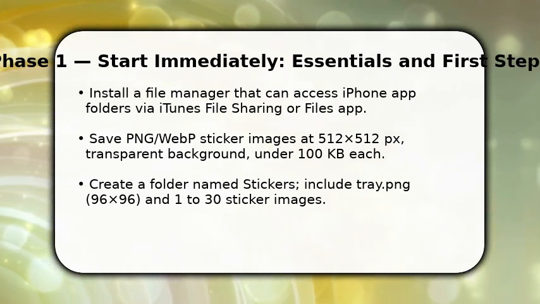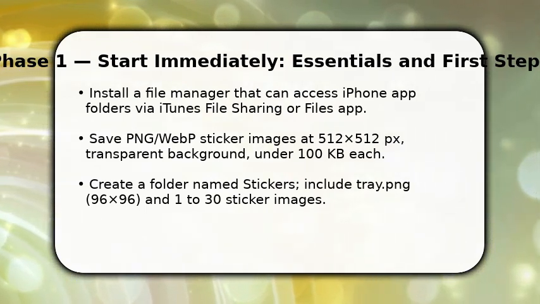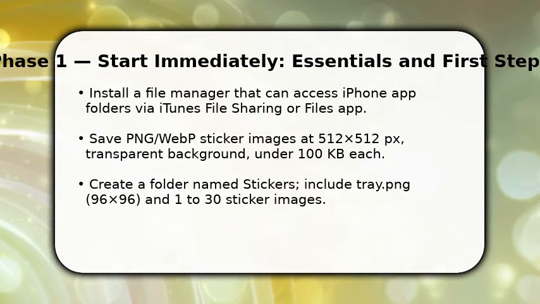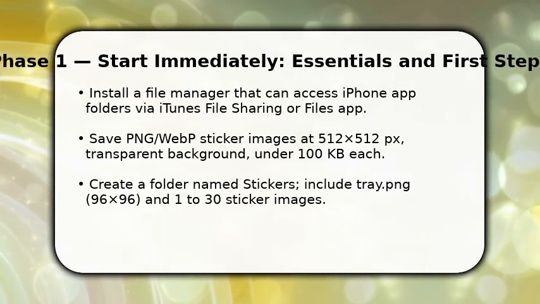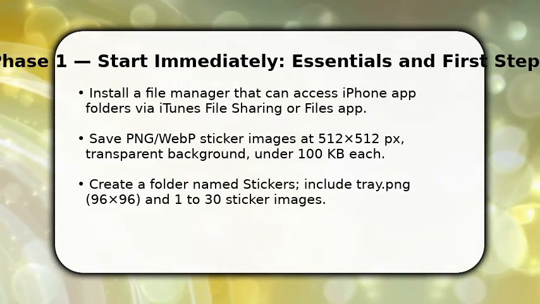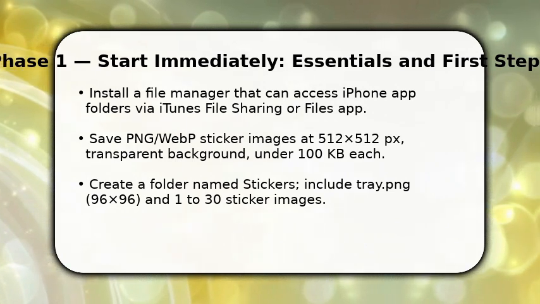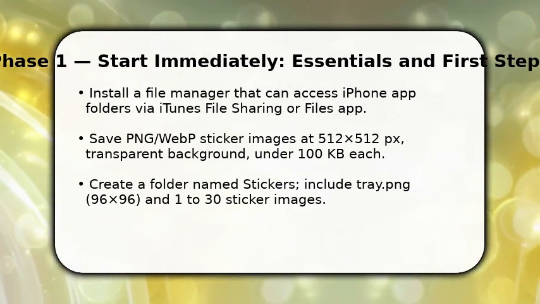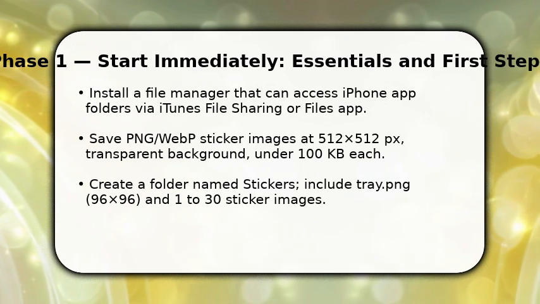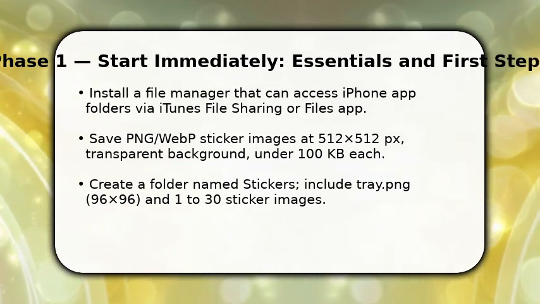Make each sticker 512 x 512 pixels, transparent if needed, and keep file size under 100 KB so WhatsApp accepts them. Add a tray image at 96 x 96 for the sticker pack preview. Once done, double-check file names are simple ASCII and unique. This prevents import errors later when you move into the app step.